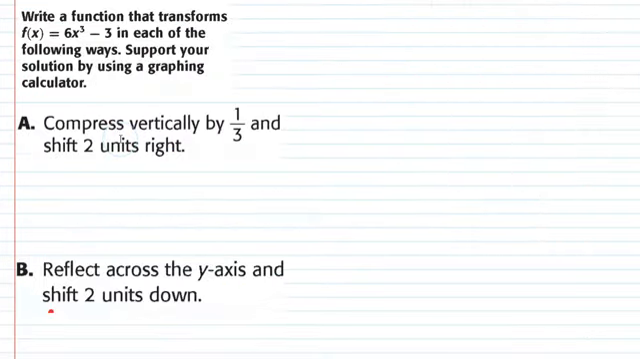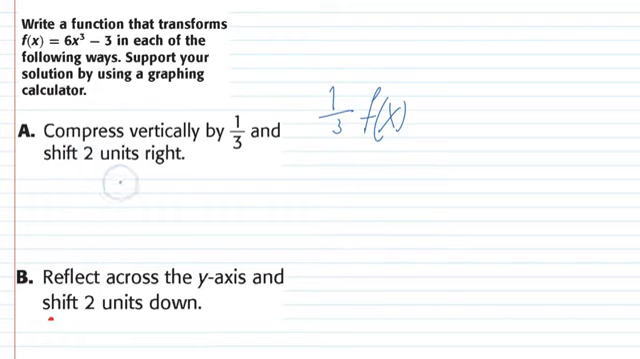Here they say write a function that transforms f of x equals 6x cubed minus 3 in each of the following ways. And then they say support your solution by using a graphing calculator. What that means is you can come back later and graph both the new and the old and verify that it did what it was supposed to. Right now we're just going to work on it mathematically. So it says compress vertically by 1/3. Remember, vertical compression is going to be the fraction in front, and then they say 2 units to the right.